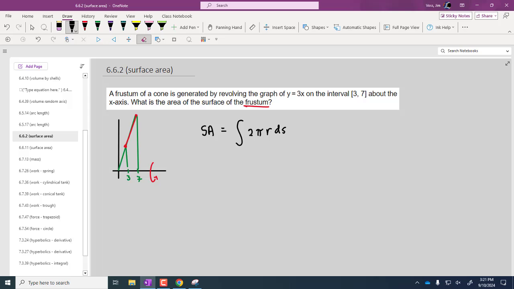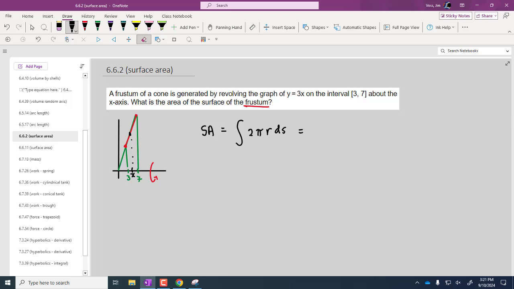So if you think about one point going around, so we have one point there at a random x, that one point at that random x rotates around and it creates a circumference. That's what the 2 pi r is. That's the circumference. And then ds is that minuscule tilted, whatever they call it, slant height. So you're thinking of tiny little frustums in here, and the ds is that tiny little slant height.